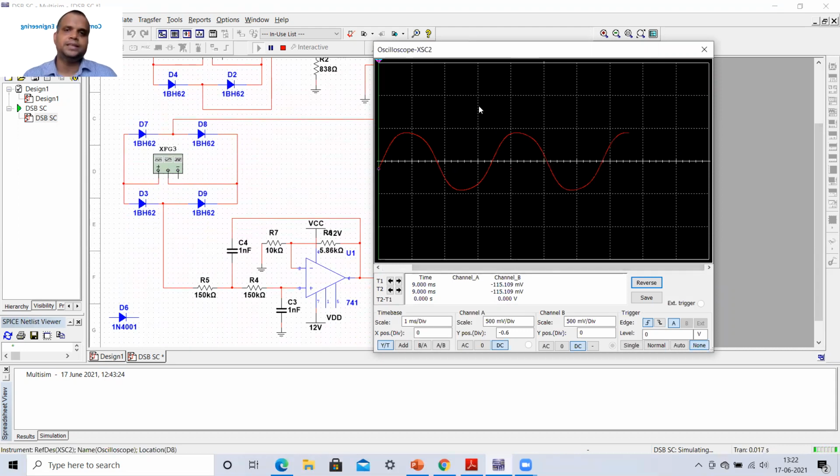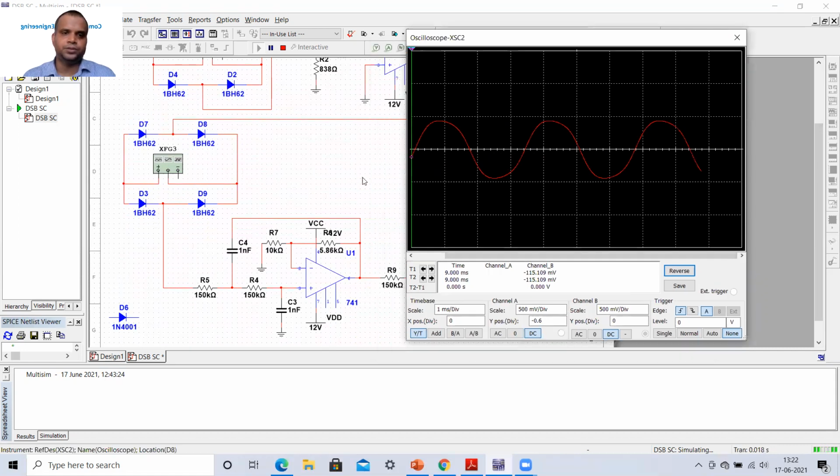Please go through my previous lectures to see how I have chosen these particular values for this low pass filter, why it is 1 nanofarad, why it is 10 kilo-ohm, why it is 5.86. I have already explained it in my previous video lectures, in which I discussed how to design the Butterworth second order low pass filter.